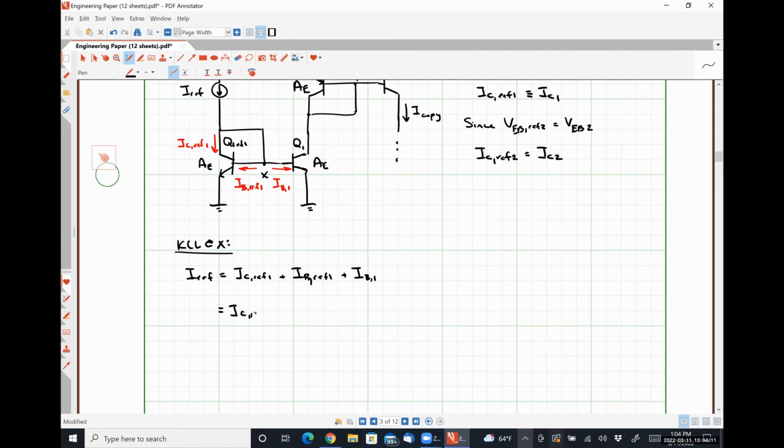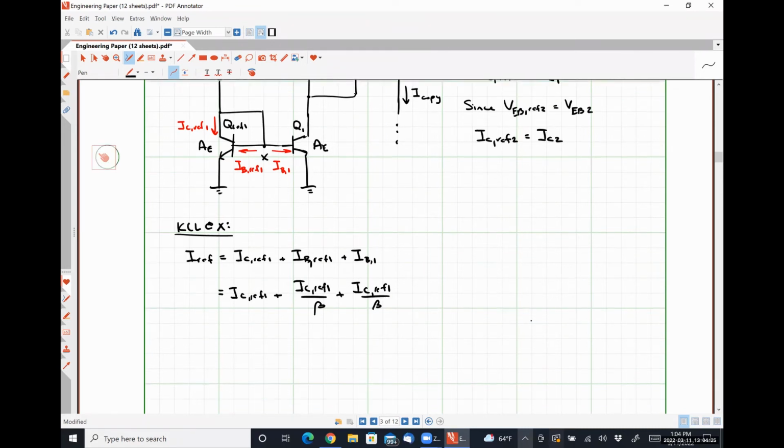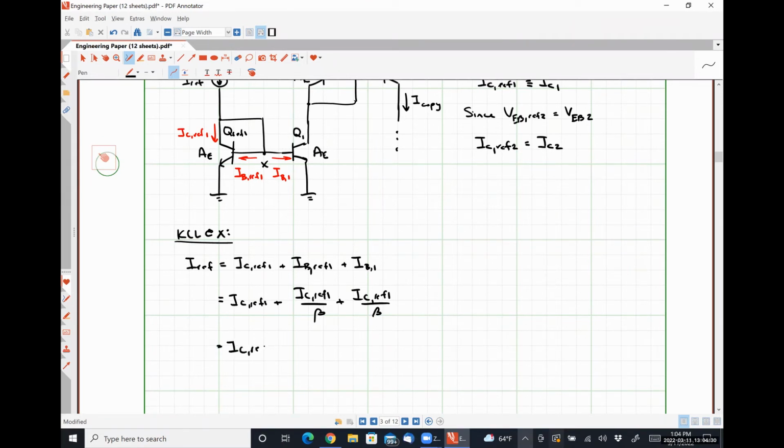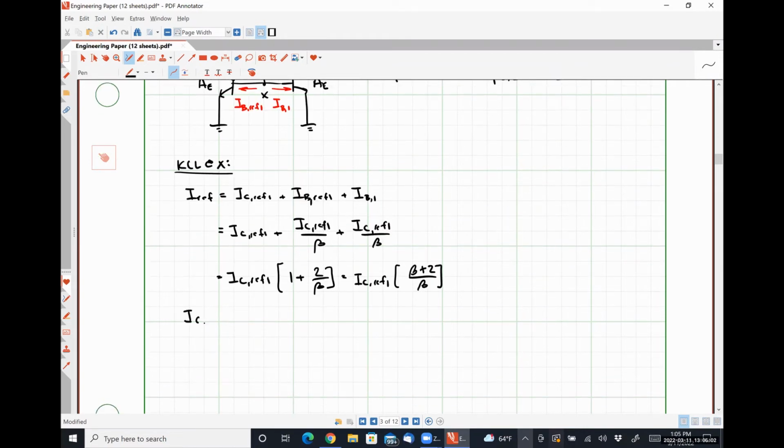Which we can write as IC ref 1 plus IC ref 1 over beta plus IC ref 1 over beta, which is IC ref 1 times a factor of 1 plus 2 over beta, which is the same as IC ref 1 multiplied by beta plus 2 over beta, and therefore IC ref 1 is I ref multiplied by a factor of beta over beta plus 2. Are we all okay with this?